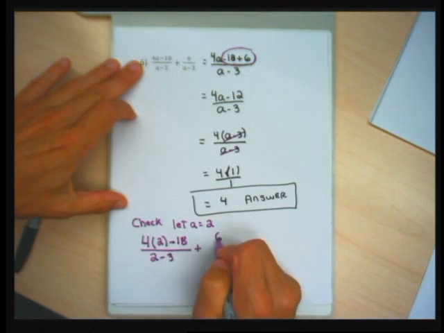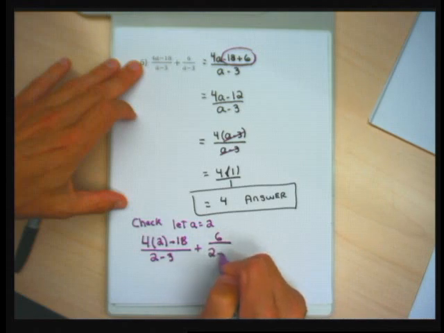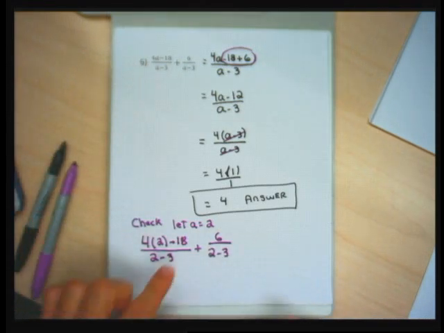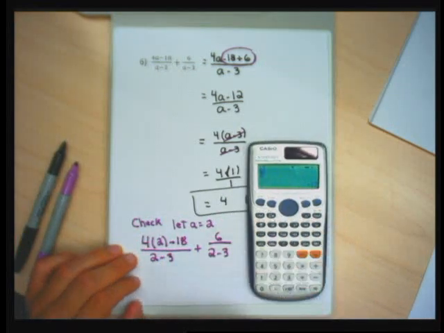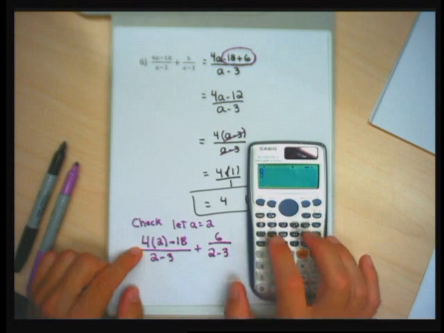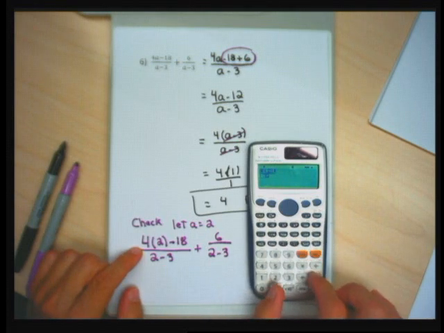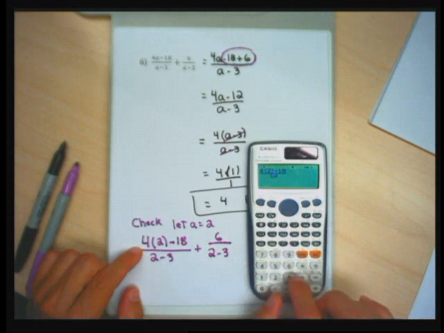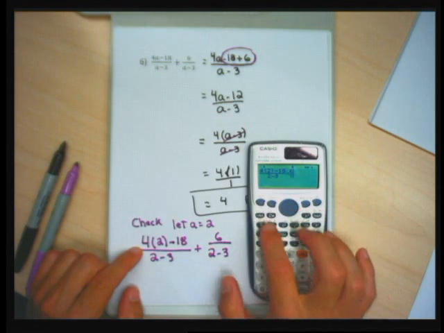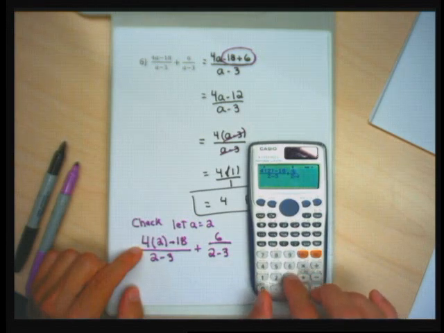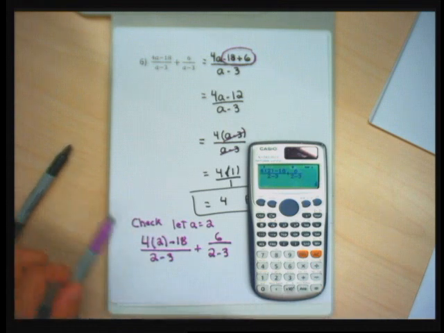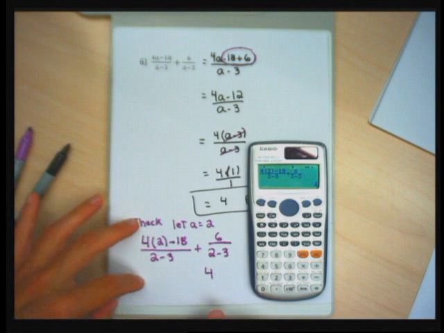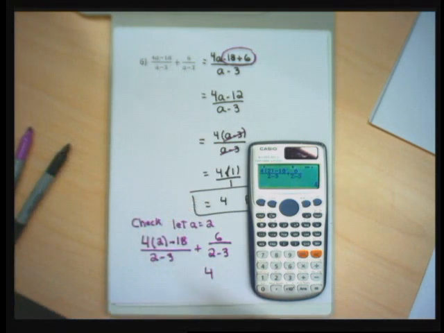An answer of 4 says no matter what number I change a to, the whole fraction should reduce to 4. So if I don't get 4 here, I'm going to figure out what I did wrong. So I'm going to try to do this the best I can. So fraction 4 times 2 minus 18 over 2 minus 3 plus fraction 6 over 2 minus 3. So that apparently looks more or less like that. And when I hit enter, because it says 4, I feel good about my answer, because what I got when I plugged in 2 for a is the same as my answer. That makes me feel like I'm correct.